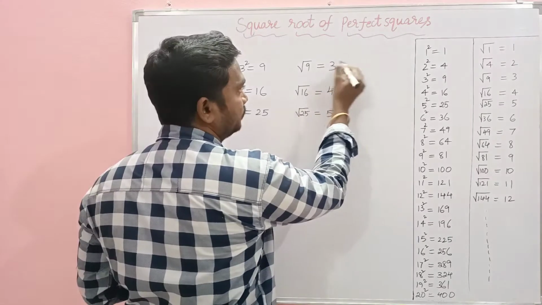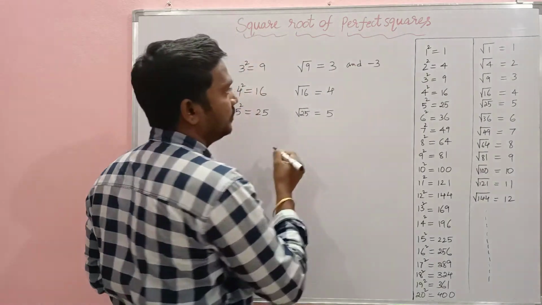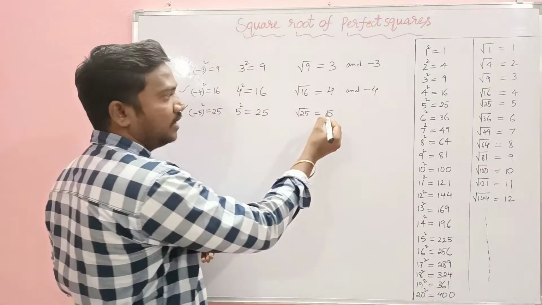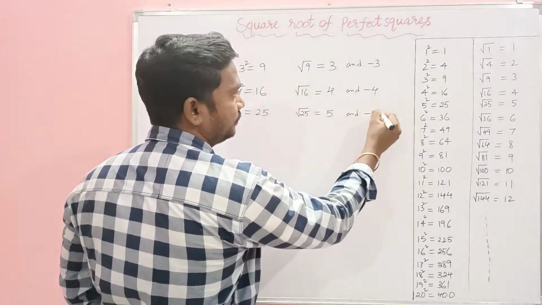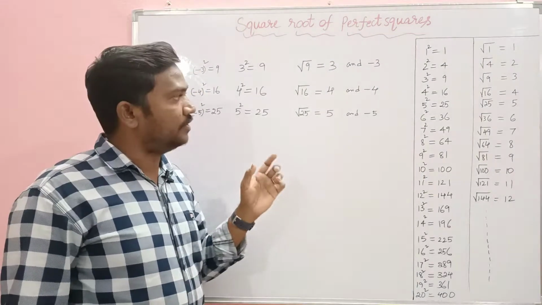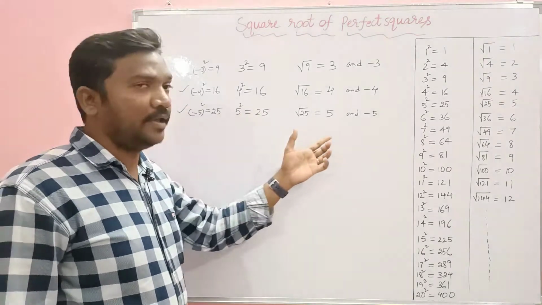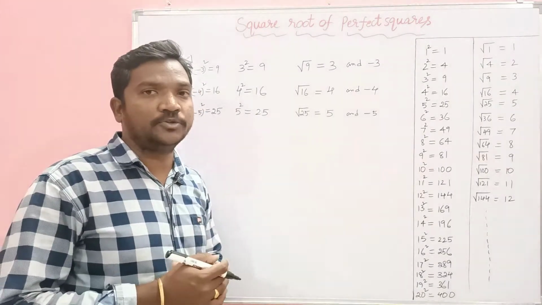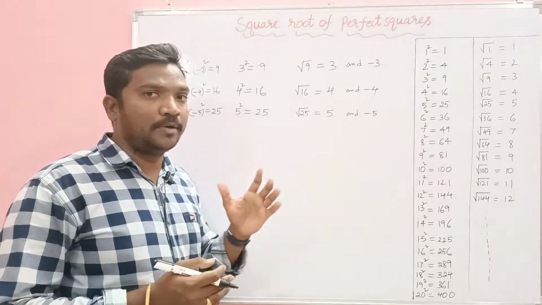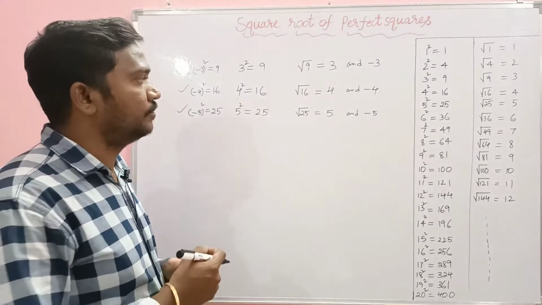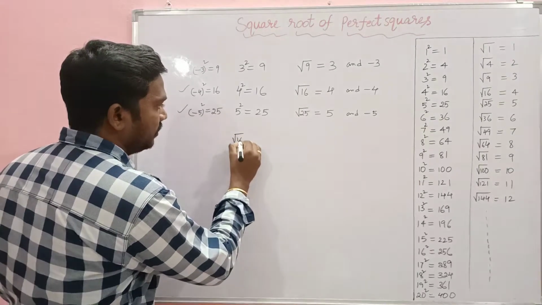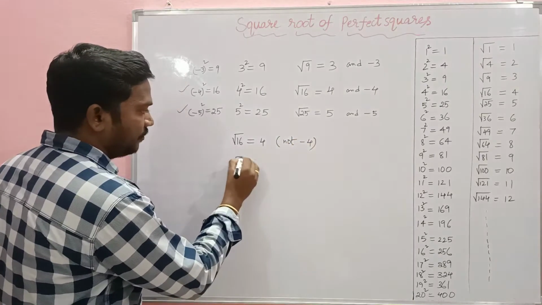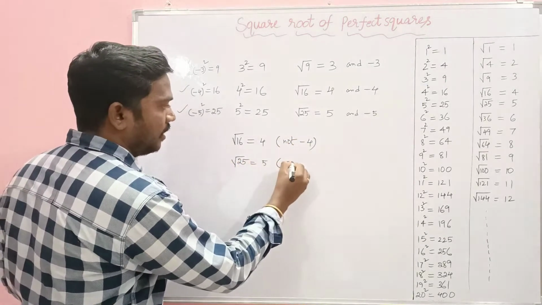So square roots of 9 are 3 and minus 3. Square roots of 16 are 4 and minus 4. Square roots of 25 are 5 and minus 5. From this, we can conclude that there are two integral roots of a perfect square. But here in this topic, I will take up only the positive square root of a given natural number. So it means that I will take square root of 16 is 4 but not minus 4, and square root of 25 is 5 not minus 5.